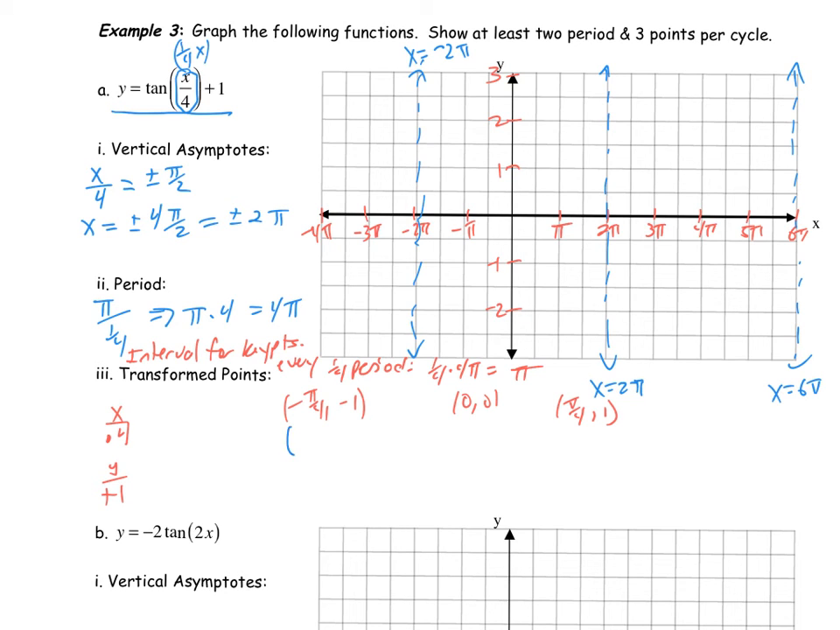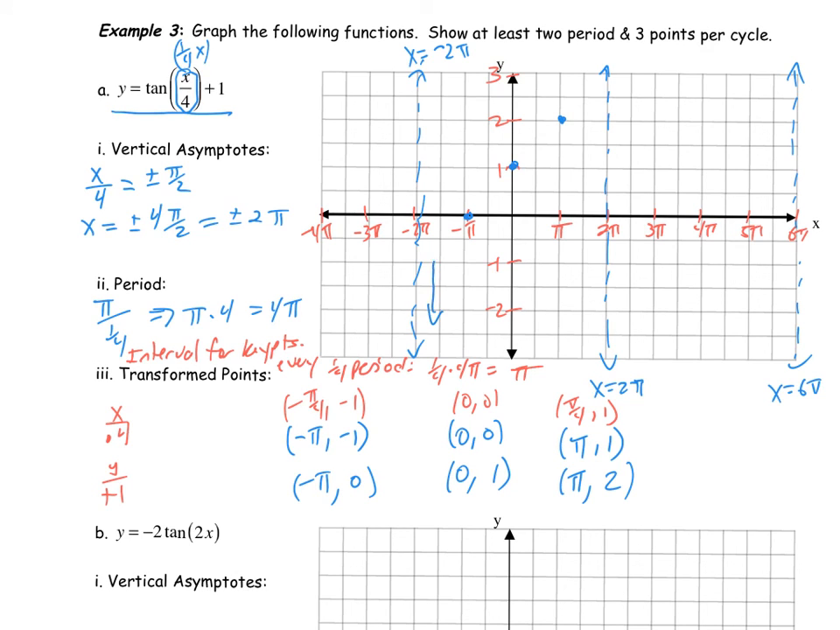X values are multiplied by 4, so this becomes negative pi, and I'll do the same thing to all 3 points. 0 times 4 is still 0. Pi over 4 times 4 is pi. Then we'll transform the y coordinate, which means we're going to add 1. So negative 1 plus 1 is 0. 0 plus 1 is 1. And 1 plus 1 is 2. These will be our points in our base period. So now we'll go ahead and plot those: we've got negative pi, 0; 0, 1; and pi, 2.